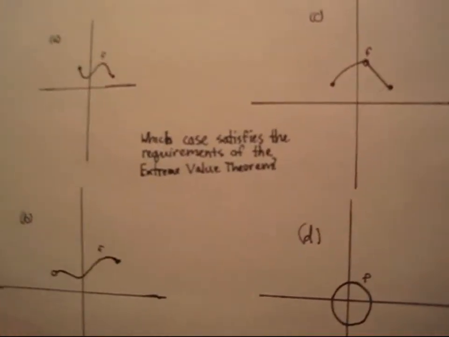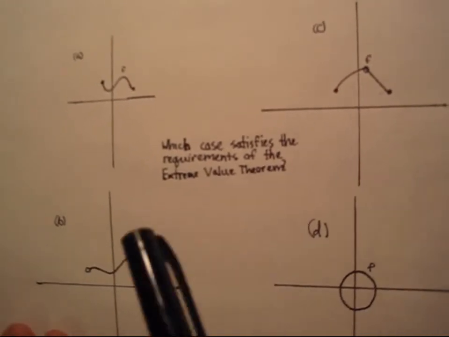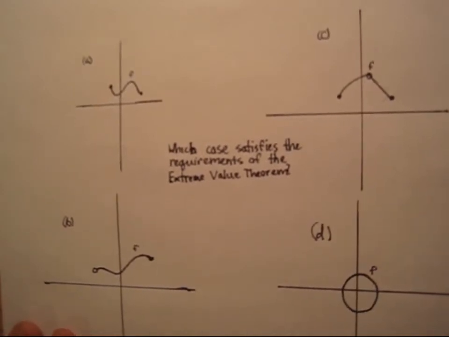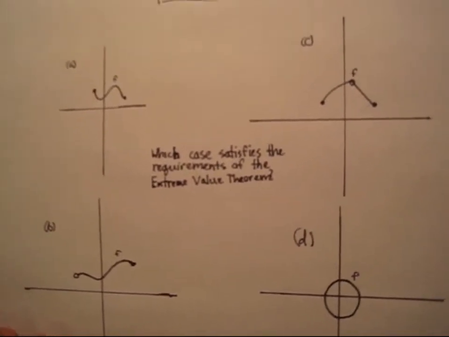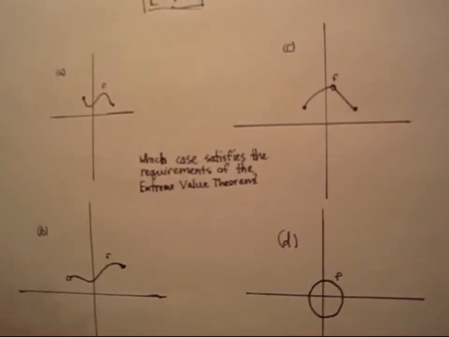This is about the extreme value theorem, EVT. This one's pretty self-explanatory, just which case satisfies the requirements of the extreme value theorem, it says right there. And you're given choices A, B, C, D. So, pause now. Alright, hope you didn't get stuck on this one.